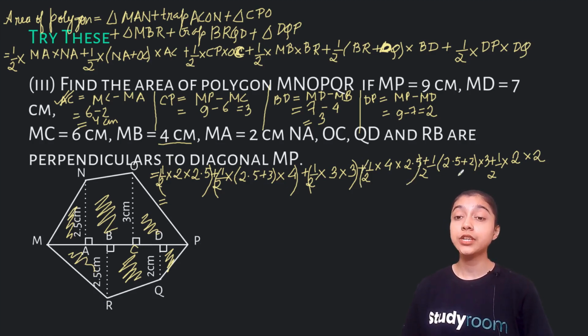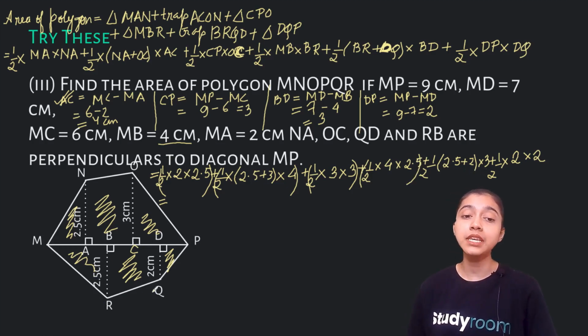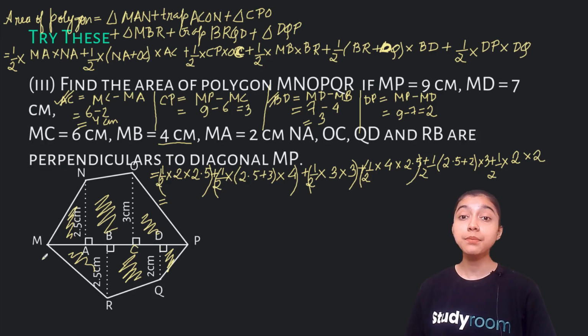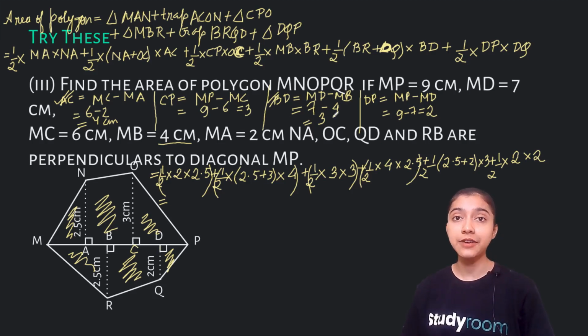Now half into 2.5 plus 2 into 3, this is actually the area of the next trapezium, that is BRQD. Half into the sum of the parallel sides, that is 2.5 plus 2, multiplied with the perpendicular distance BD between them. Now BD has not been directly given in the question, so we'll be calculating BD by using this formula, that BD is equal to MD minus MB. So when we do this, MD minus MB, this is 7 minus 4, which gives us 3. So we'll put the value of BD equal to 3 in the area of trapezium, and thus we get this as the area of trapezium.